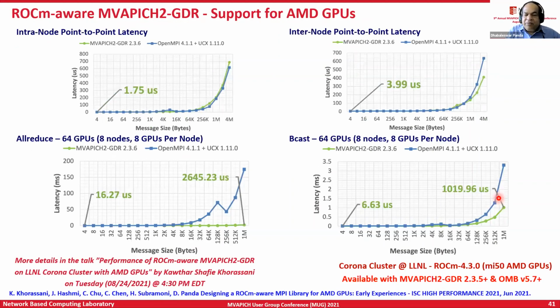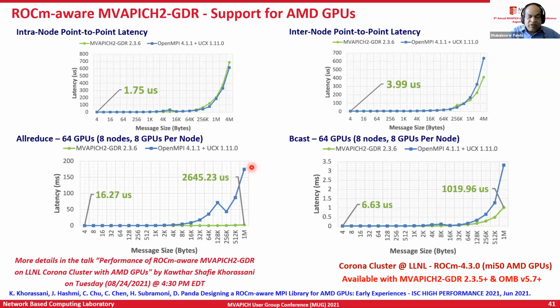So I mentioned AMD GPUs. Since the GDR 2.3.5 release, we have been supporting the AMD GPUs. So now with the same library, you should be able to utilize both the NVIDIA cluster as well as the AMD cluster. So this is the ROCm-aware MVAPICH2-GDR. And here again, we are showing these numbers from the Corona cluster at Lawrence Livermore National Lab. Here you can see some of the internode point-to-point. We are able to deliver 1.75 microseconds, and internode GPU to GPU is around 3.99 microseconds.